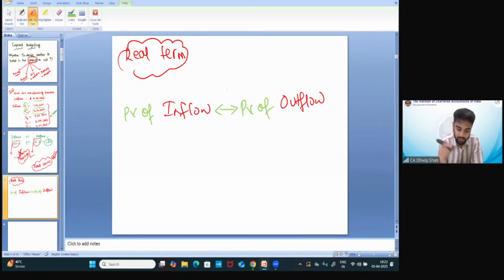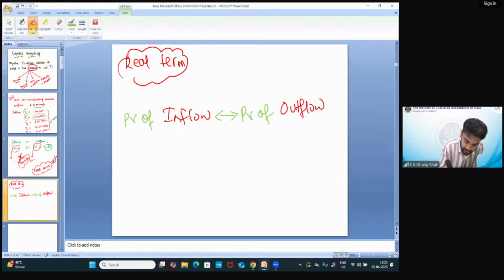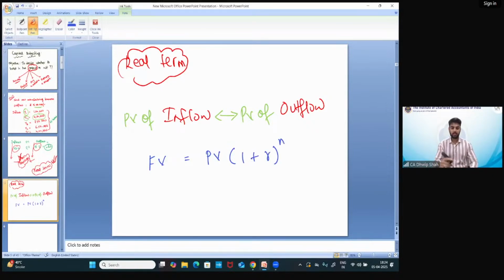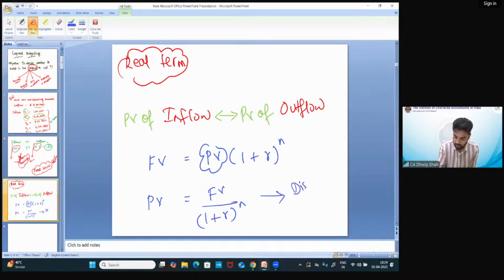How to calculate present value? Have you seen this formula? Future value is equal to present value times (1 plus r) raised to n. Have you seen this formula? This is the concept of time value of money. So can I say, to calculate present value, my formula would look something like this: future value divided by (1 plus r) raised to n. And this is nothing but called discounting of future value.